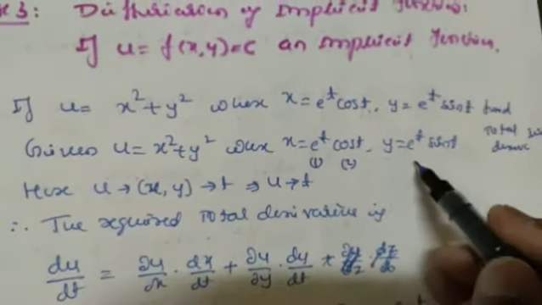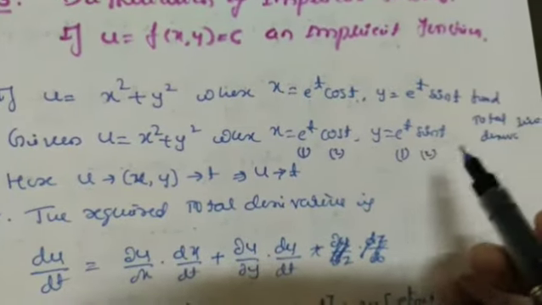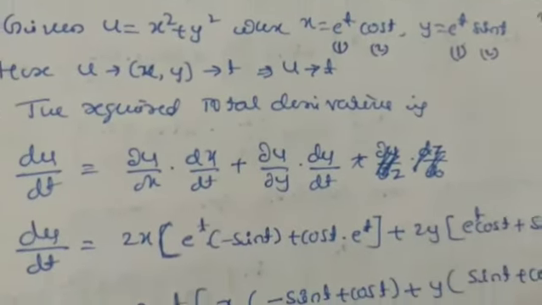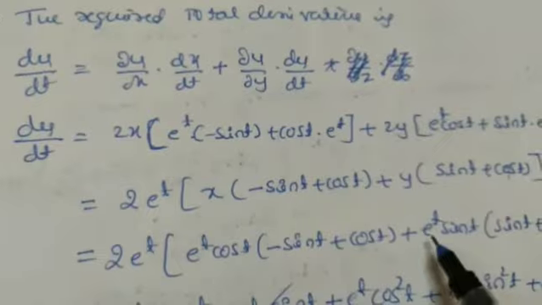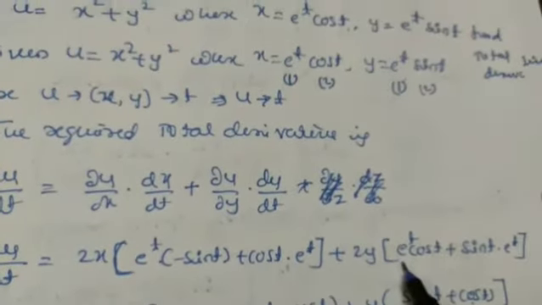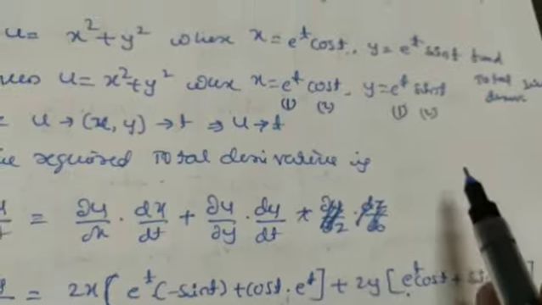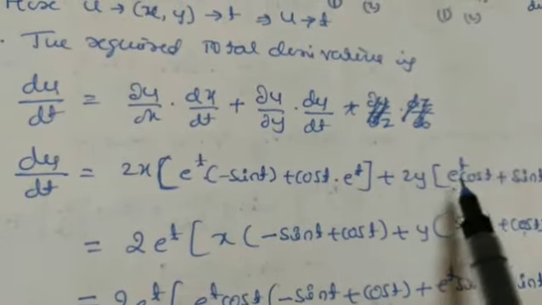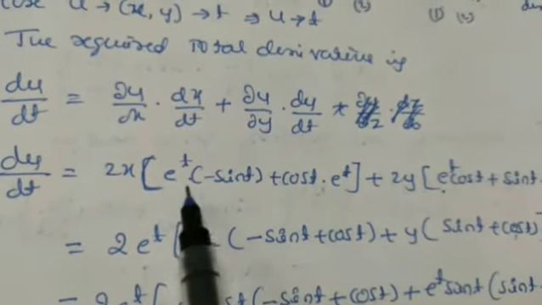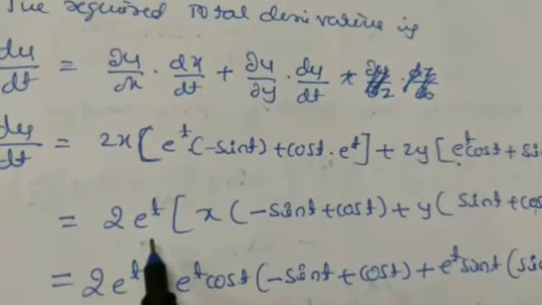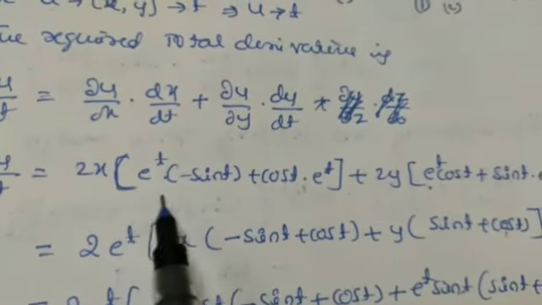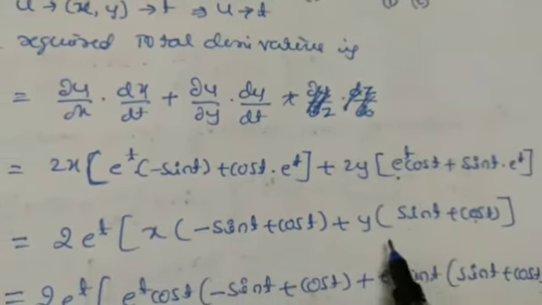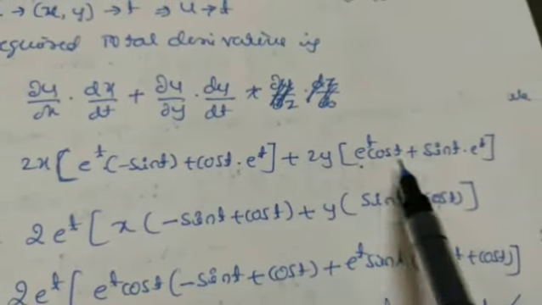Again here you have to differentiate y with respect to t. It is a product of two functions, so again apply the product rule. First function e raised to t as it is, into the derivative of the second, sin t, which is cos t, plus sin t as it is, into the derivative of e raised to t, which is e raised to t only. Let us simplify this. All the terms contain 2 common, and e raised to t is also common, so we can take these outside. Write the remaining terms: x into minus sin t plus cos t, plus y into sin t plus cos t.